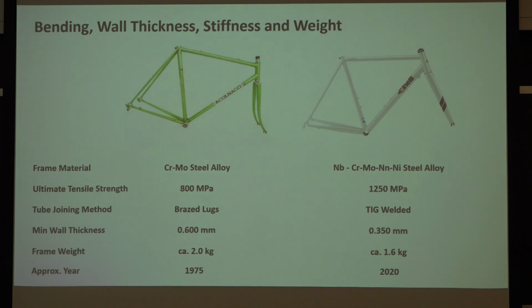In about 2015, 2016, Chinelli came out with this bike here, on the left. This bike is made from a much more advanced alloy. This is a material where they've put in all kinds of stuff to make the material stronger, to increase the yield strength or the ultimate tensile strength. This has a lot of niobium in it. The niobium is in there because niobium is actually a very powerful grain refiner. It makes the grains much smaller.